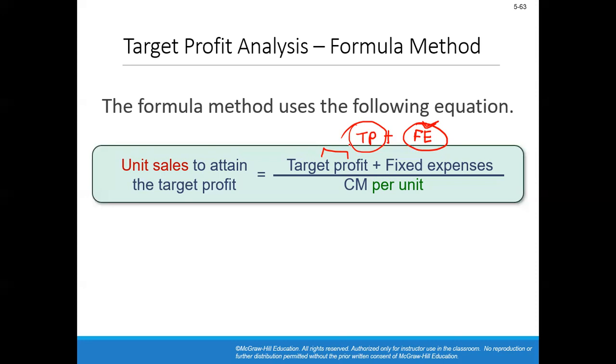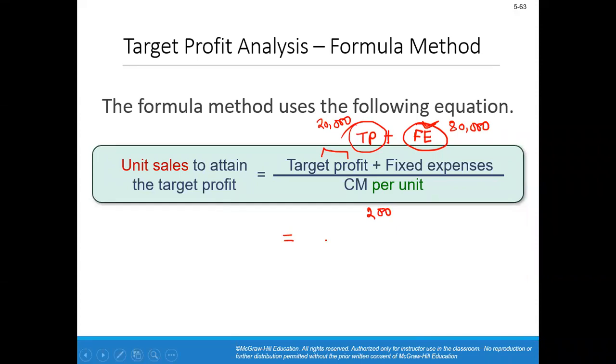from each unit. Okay. So if our target profit is say 20,000, fixed expenses 80,000, our contribution margin per unit is 200. Can you estimate how many units of sales I need to achieve to attain this target profit? Can you quickly estimate what is the number here?